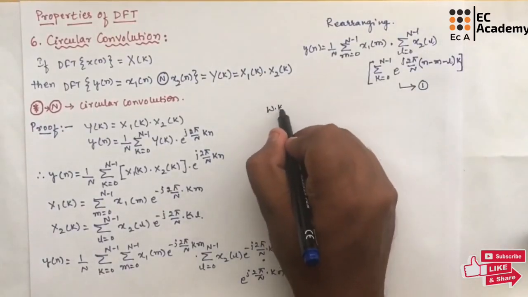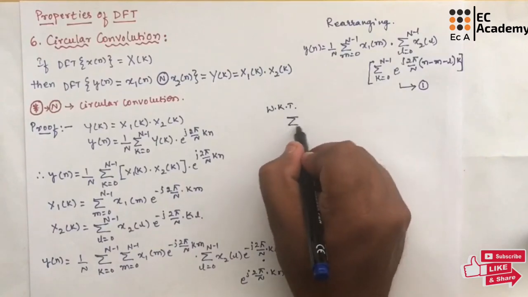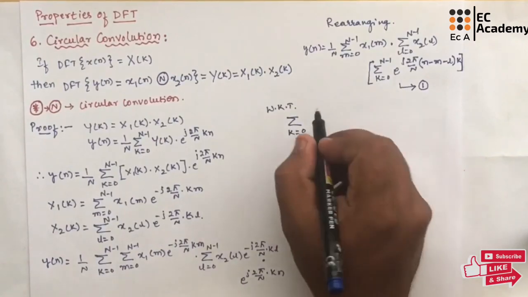We know that summation of K is equal to 0 to n minus 1.